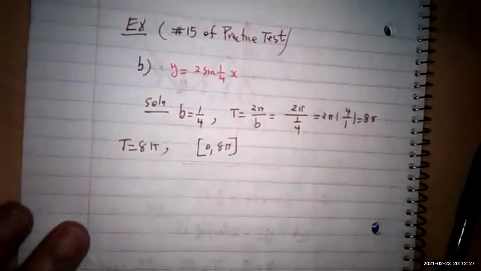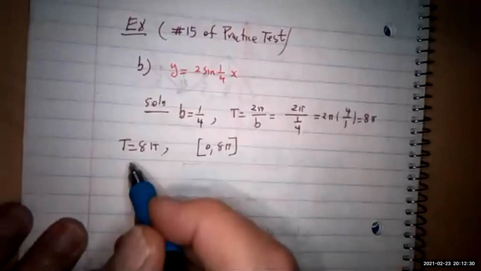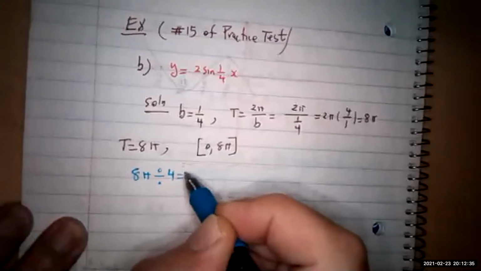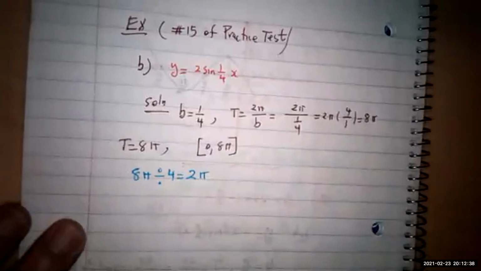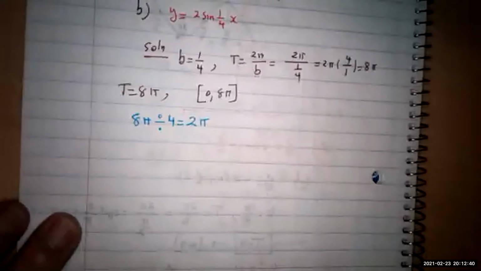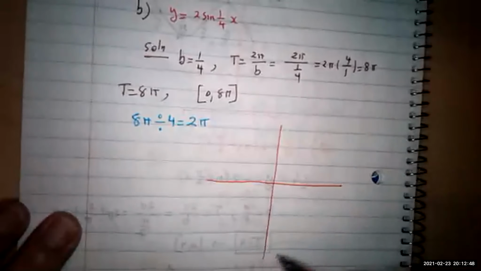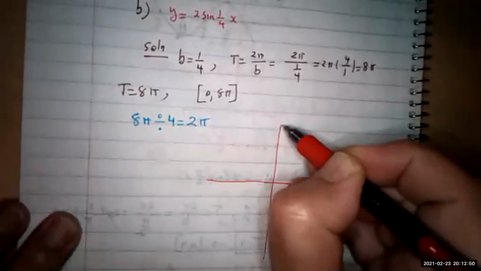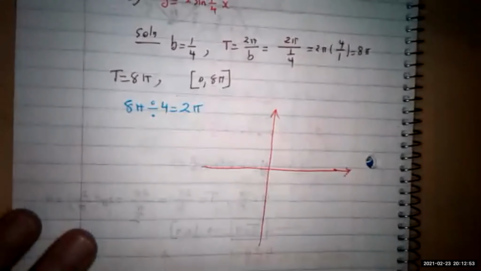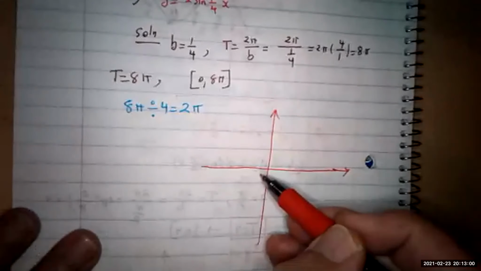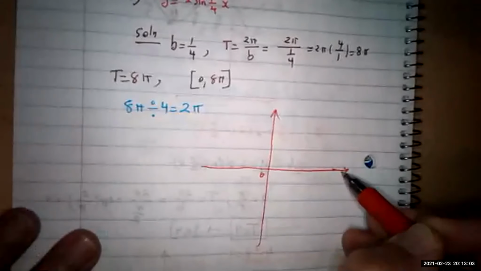You have to divide into 4 parts, so 8 pi divided by 4 gives you 2 pi. You will see it when you partition it yourself. So what we have is the period, 0 to 8 pi.